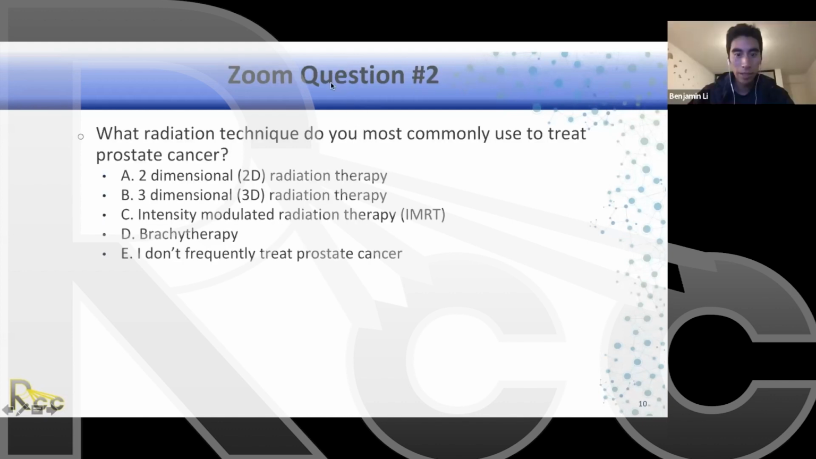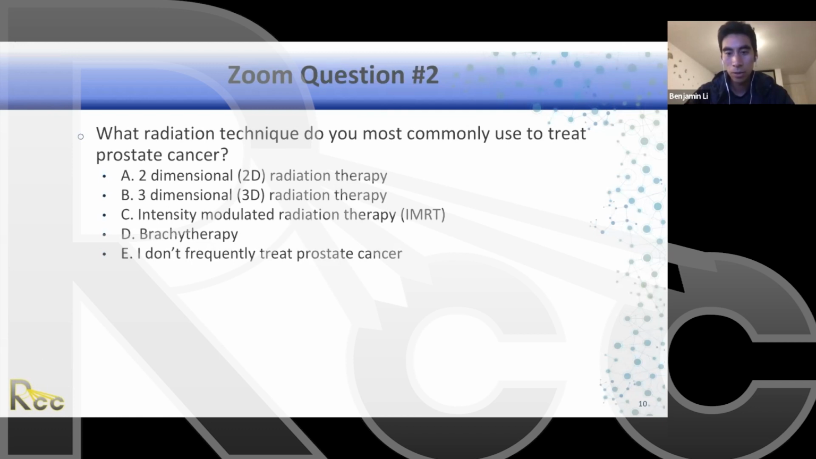Let's move on to the next Zoom poll question. Okay, the next question is, what radiation technique do you most commonly use to treat prostate cancer? The options are 2D radiation, 3D conformal radiotherapy, IMRT, brachytherapy, or I don't frequently treat prostate cancer. So please put in your answers. Okay, we'll give 5 more seconds.